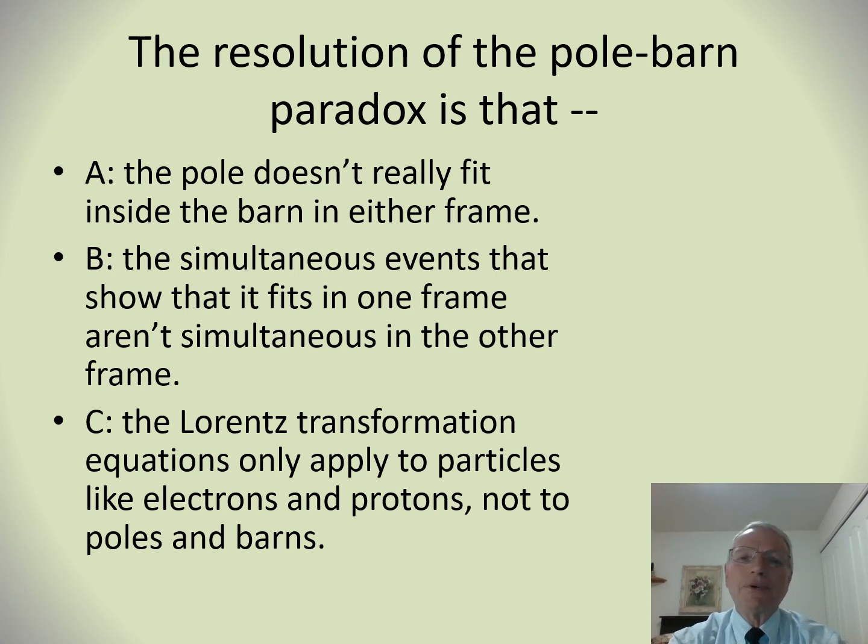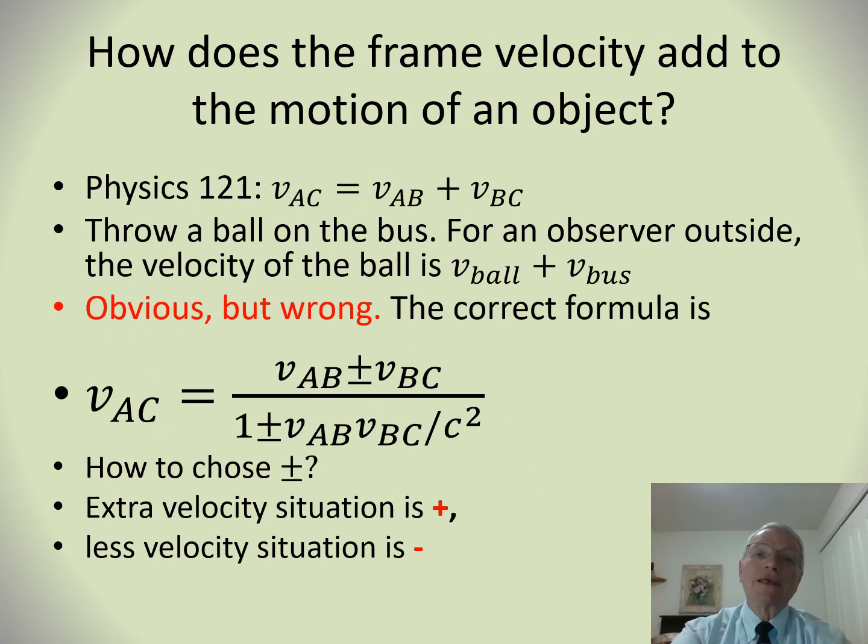The resolution of the pole barn paradox is that, which of these? And the answer is B. Simultaneous events in one frame are not simultaneous in another frame that's moving with respect to the first. Well, here's another idea that's in the book.